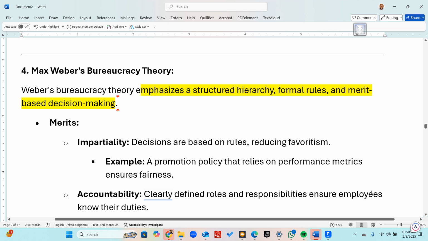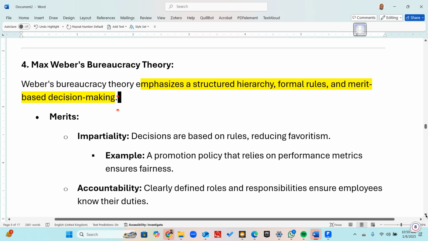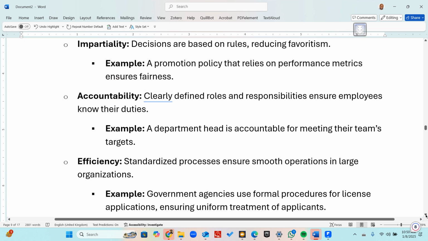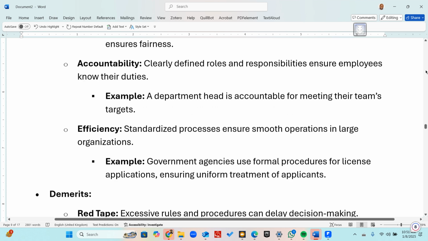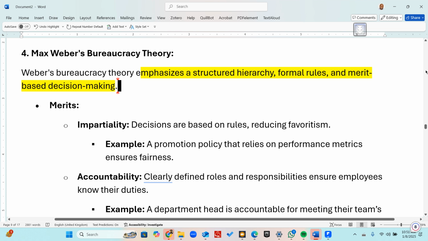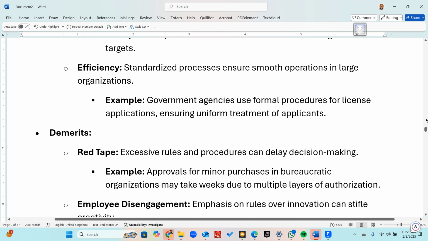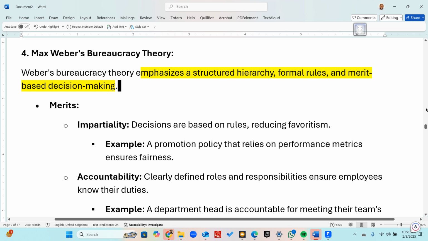Accountability: clearly defined rules and responsibilities ensure that every employee knows their duty and is accountable. A department head is accountable for meeting their team target. We have efficiency: standardized processes ensure smooth operation in large organizations. Government agencies use formal procedures for license applications, ensuring uniform treatment of all applicants. That is the bureaucracy. If you know everything in bureaucracy, impartiality, accountability, and standardization, which is efficiency, standardized process to ensure smooth operation in large organizations, that's Max Weber's bureaucracy theory.